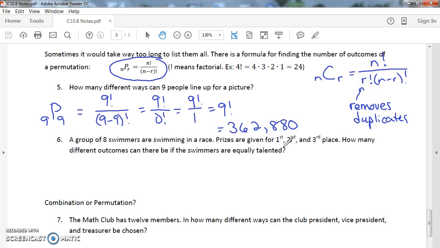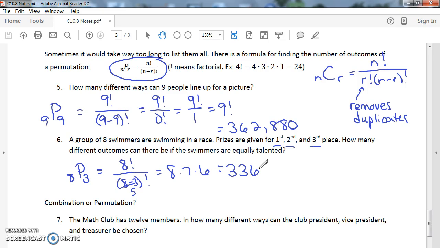If we have a group of 8 swimmers swimming in a race that are given prizes for first, second, and third, how many different outcomes can there be if the swimmers are equally talented? Now that just means that all of them have an equal chance of coming in first, second, or third. So we have 8, order matters, and we're choosing 3. That gives us 8 factorial divided by 8 minus 3 factorial. This is 5. So we're going to leave out from 5 and below. That leaves us with 8 times 7 times 6 because the 5, 4, 3, 2 is going to cancel with this 5, 4, 3, 2. So we have 336 different ways for that to happen.